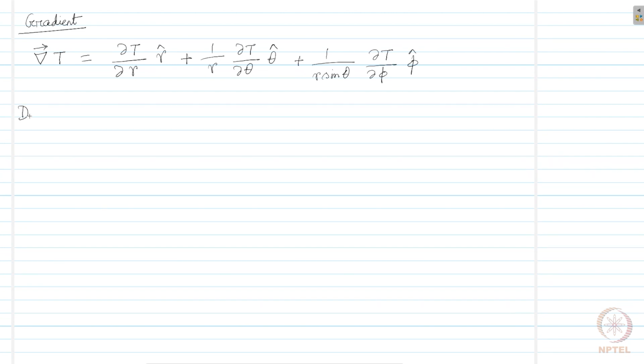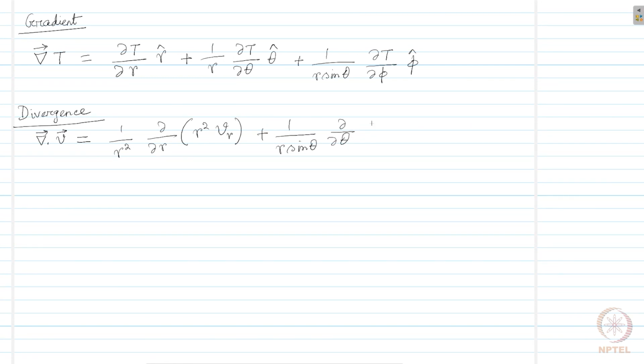We will give you the expression for divergence as well in spherical coordinate system. Divergence of a vector field V is given in this coordinate system as 1 over r squared del r of r squared times the r component of the vector Vr plus 1 over r sine theta del theta of sine theta times the theta component of the vector V theta plus 1 over r sine theta del V phi del phi.